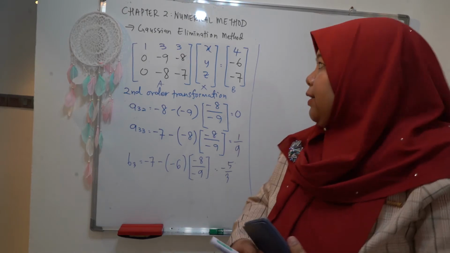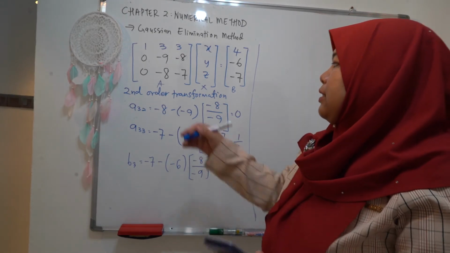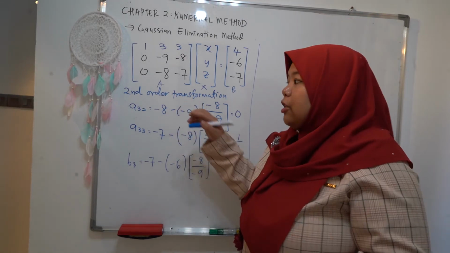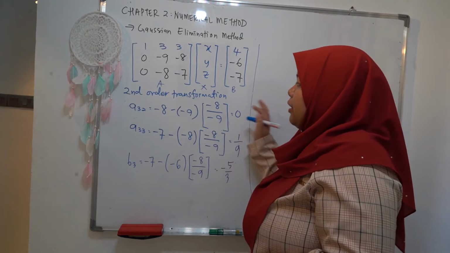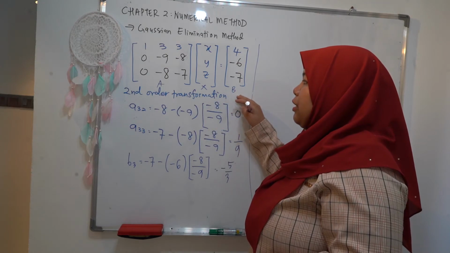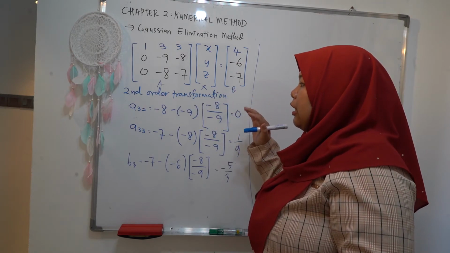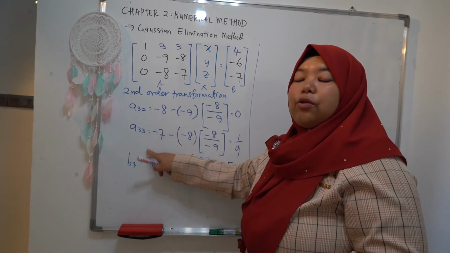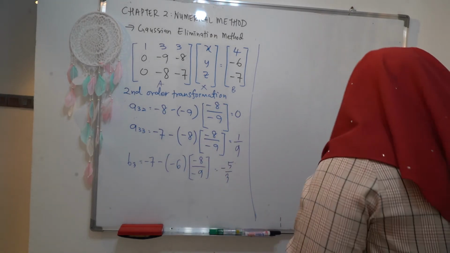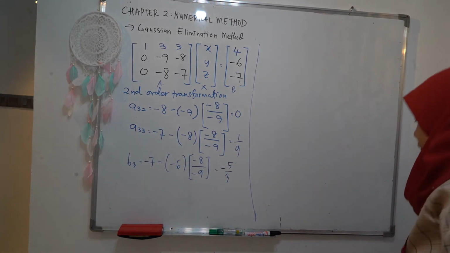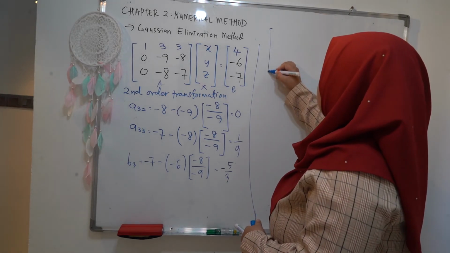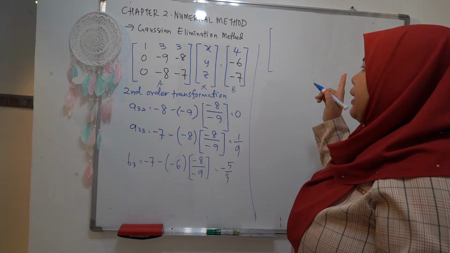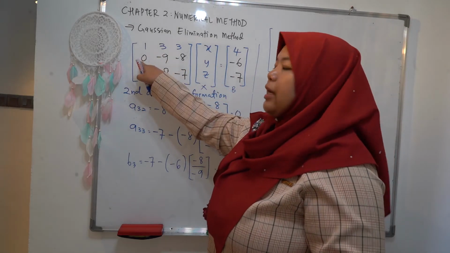So I'm done with the first order and the second order transformation. What I have to do next is write again the AX equal to B, but I just change the numbers in the third row only. So I can copy paste the first row and the second row first.